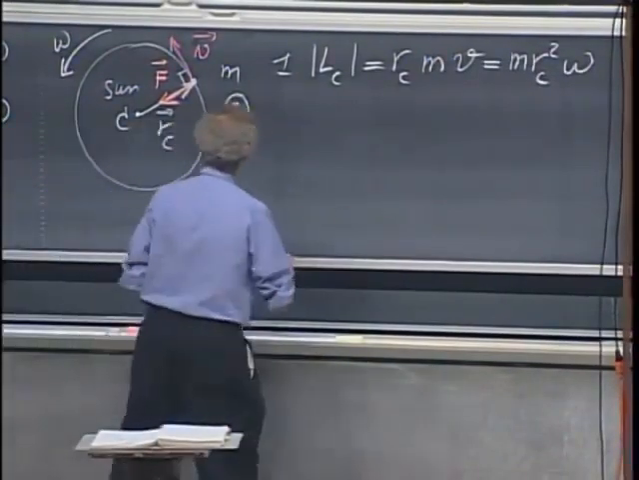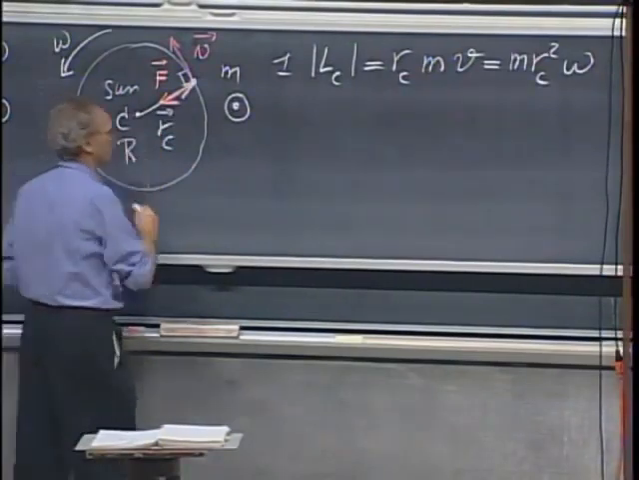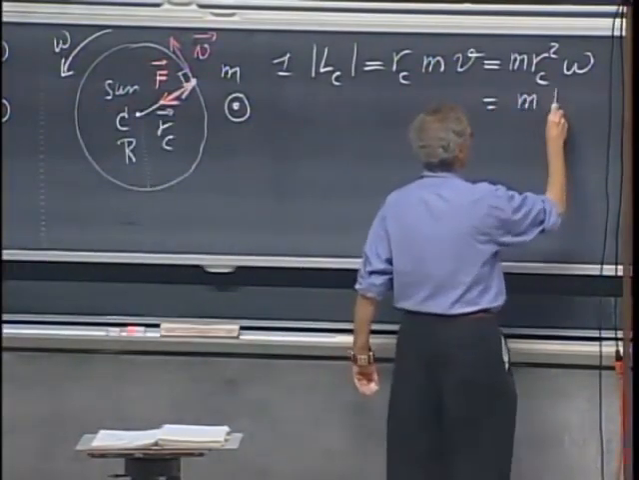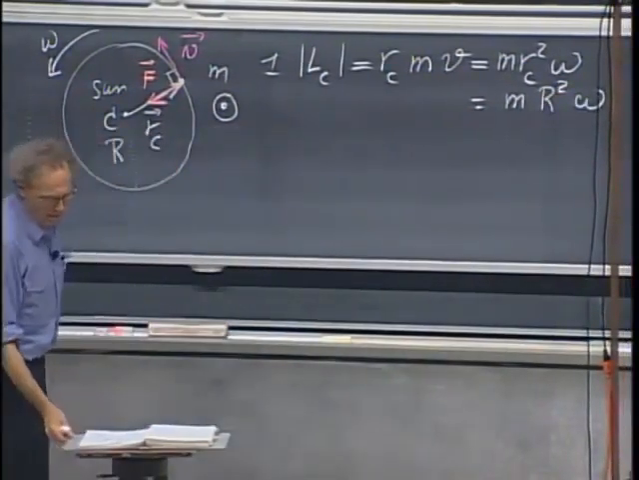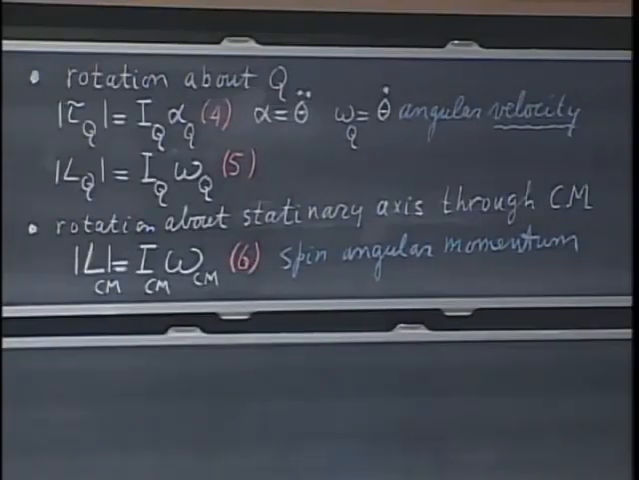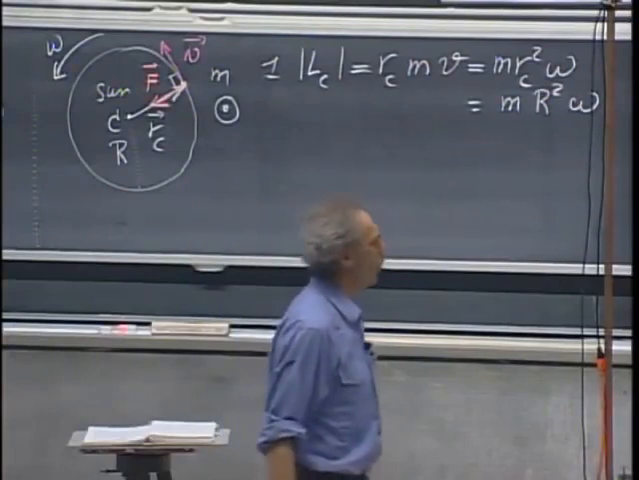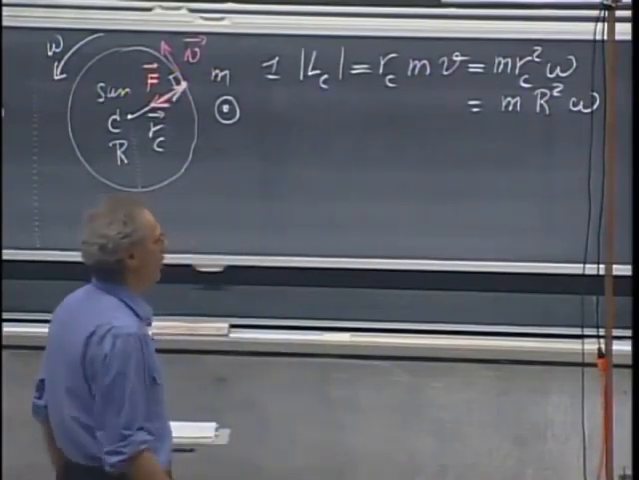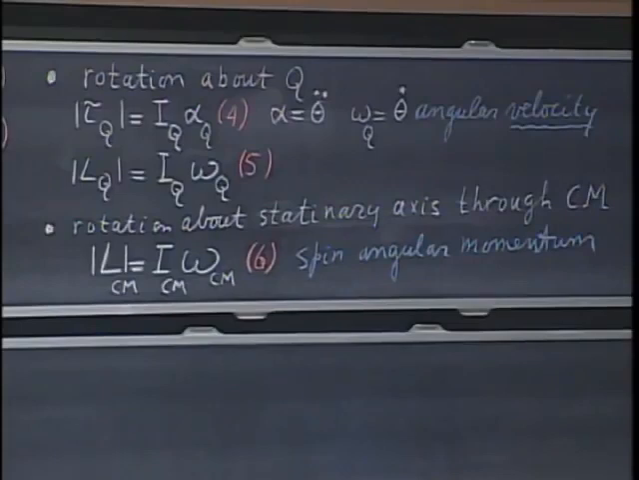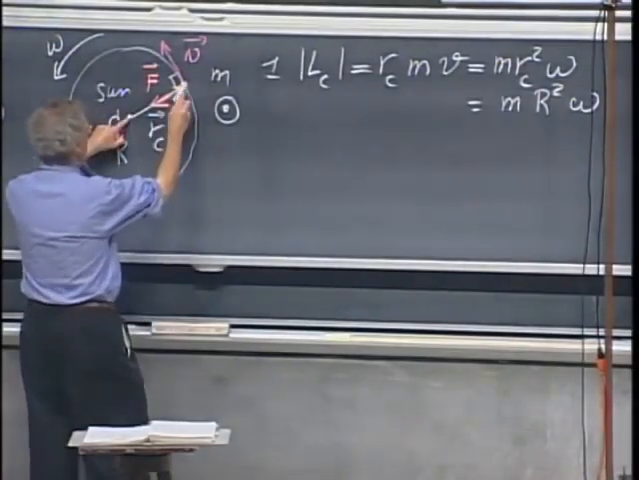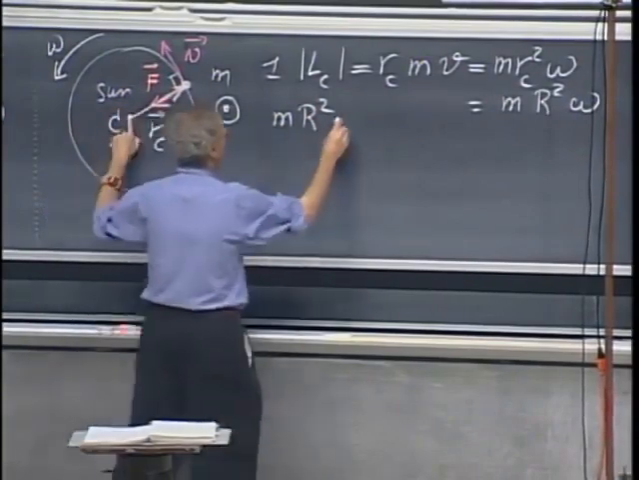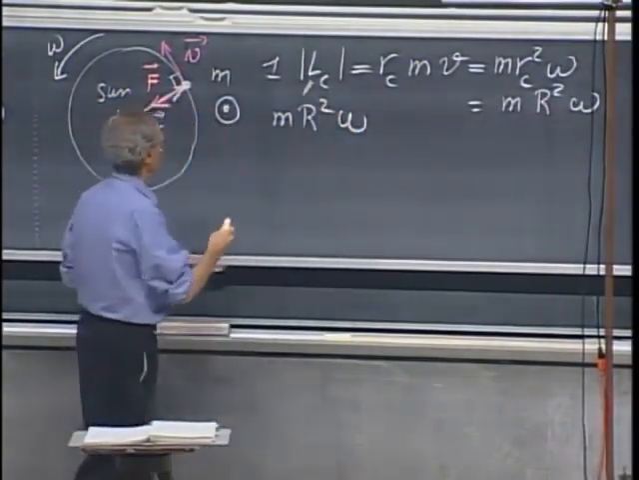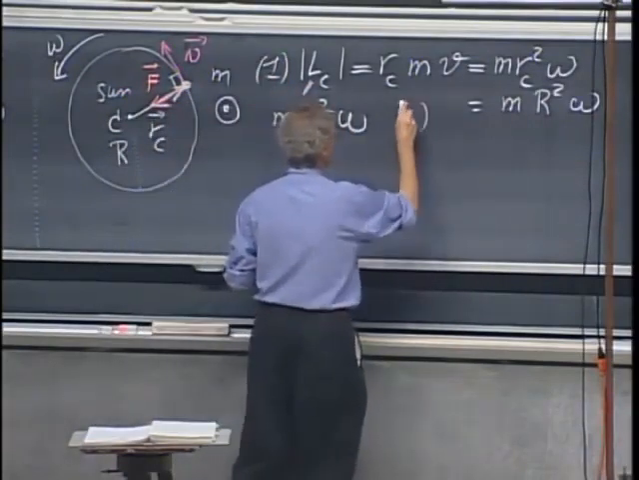And this r, if this is the radius of the circle, then this obviously becomes m r squared omega. You could have chosen equation 5, and you would immediately have said, aha, I have a rotation about point Q, which in this case is C, and so the magnitude of L of C equals the moment of inertia about point C times omega. The moment of inertia about point C for this object is clearly m r squared, and I multiply that by omega, and you see you get exactly the same answer. So this is equation 1, but this would be equation 5.